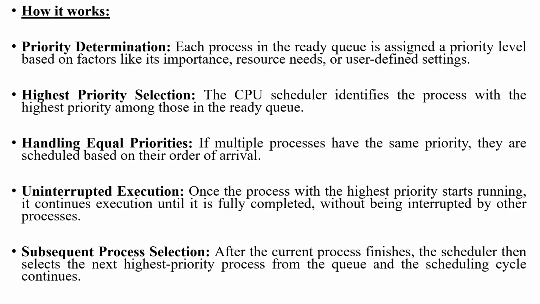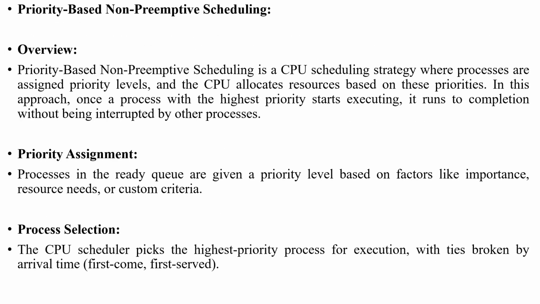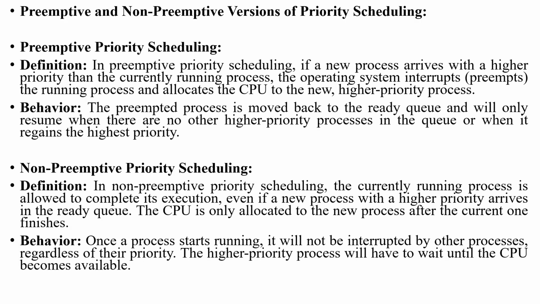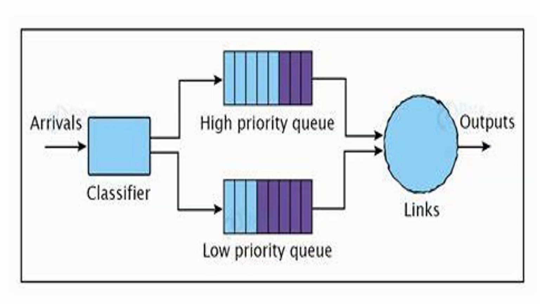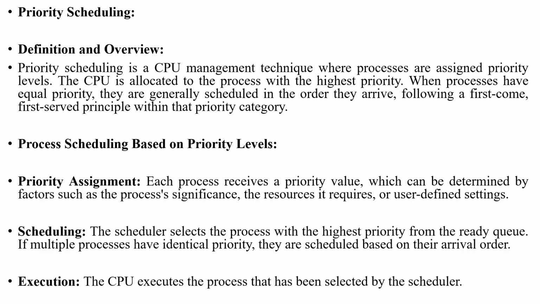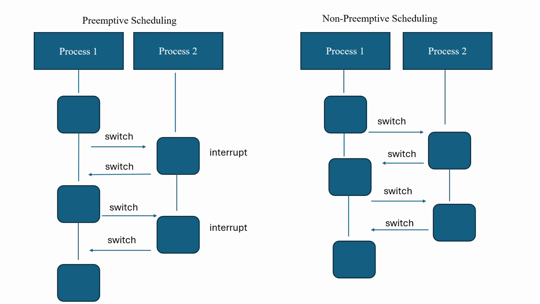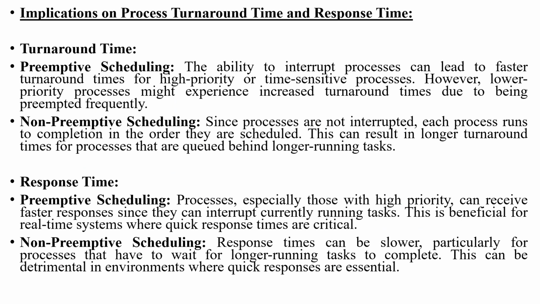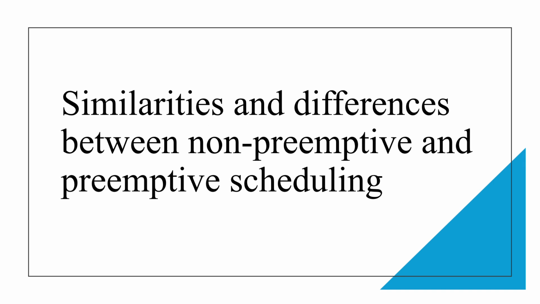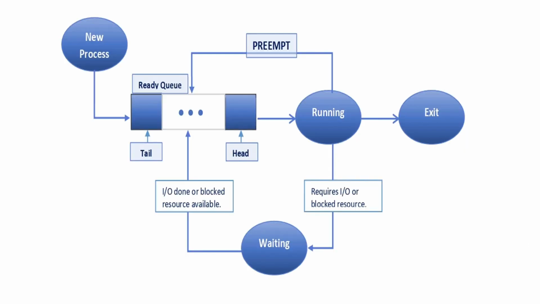In this video we discussed the priority based and non-priority based schedulings and the key differences between them, as well as the primitive and non-primitive versions of priority scheduling. We discussed a diagram which gives a detailed explanation of priority scheduling, as well as the difference between non-priority scheduling and primitive scheduling, the implications on process turnaround time and response time, and the similarities and differences between primitive and non-primitive schedulings.